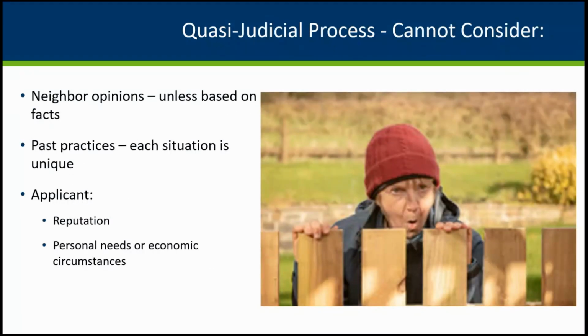So here are some things that shouldn't be considered. These are things that commonly infiltrate the public hearing process. It's not uncommon to hear these things in relation to a variance request, in anticipation of a public hearing, or even during a public hearing. But it's important that the Board of Adjustment should not consider things like neighbors' opinions, past practices used in previous public hearings, the applicant's reputation or personal needs, and economic circumstances.